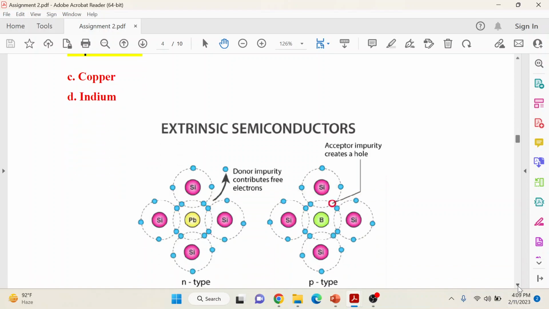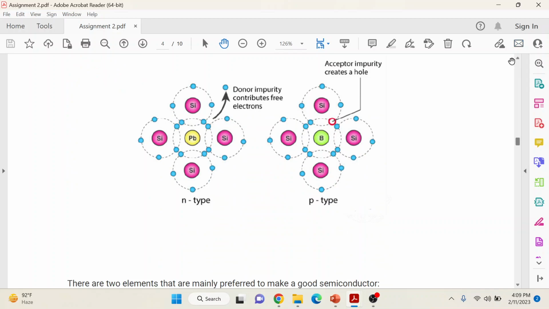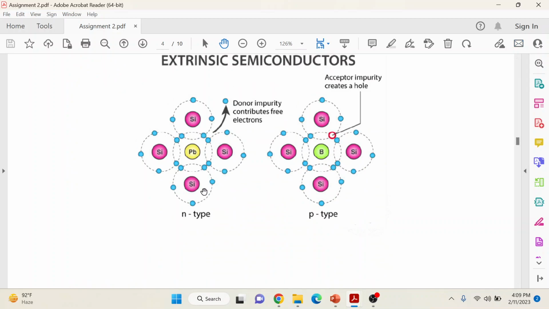And you know when we dope something, it is N type or P type on the basis of the impurity. If the donor impurity is contributing an electron, that means this is N type. If it is creating a hole, that means we are doping something which is trivalent, and when we are doping something which is pentavalent, it creates an electron, which makes it N type. When we are doping something which creates a hole, that makes it P type.